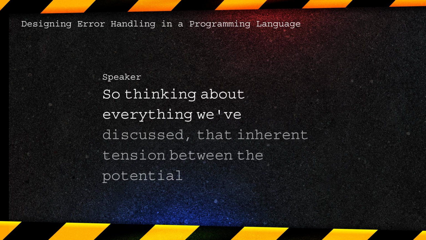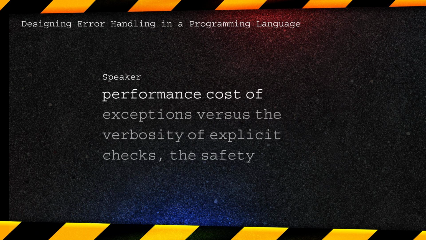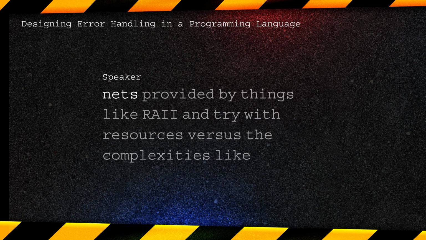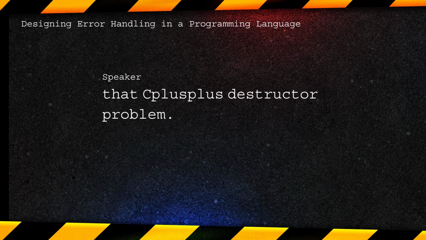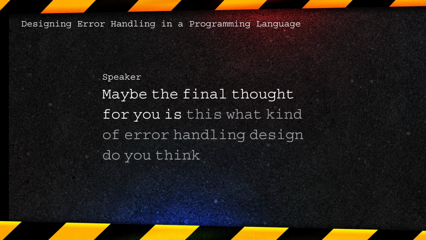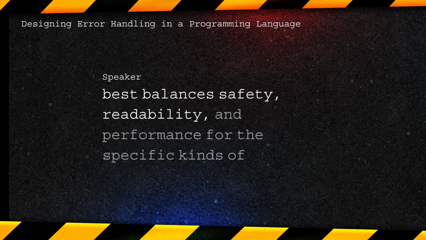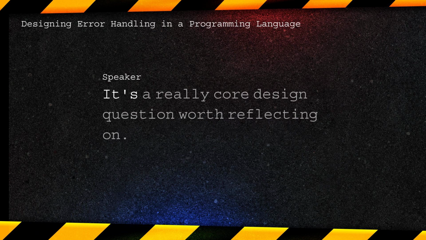So, thinking about everything we've discussed, that inherent tension between the potential performance cost of exceptions versus the verbosity of explicit checks, the safety nets provided by things like RAII and try with resources versus the complexities like that C++ destructor problem. Maybe the final thought for you is this. What kind of error handling design do you think best balances safety, readability, and performance for the specific kinds of applications you build or work on? It's a really core design question worth reflecting on.